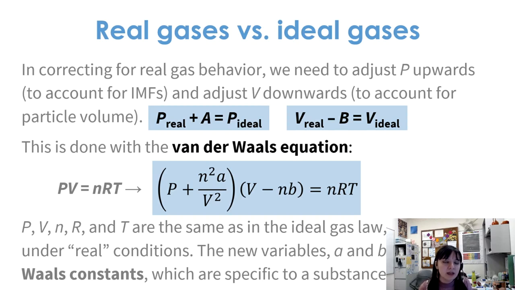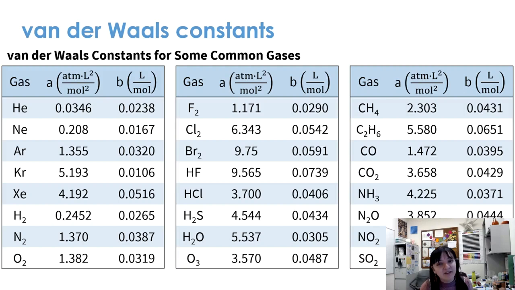That's to say, hydrogen has a certain A and B value, and oxygen has a different A and B value. These different values I have listed right here. We've got a whole slew of different ones to choose from, but you can see how some substances are going to have much higher A and B values than other ones.